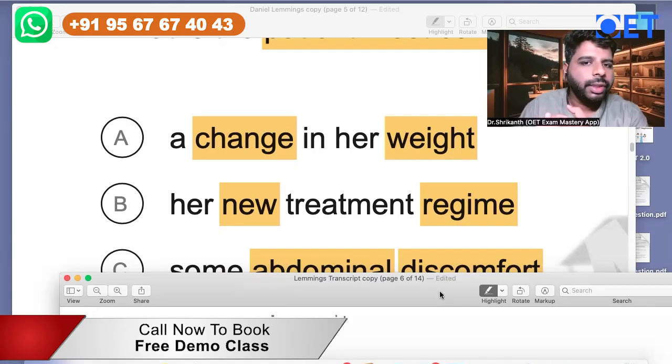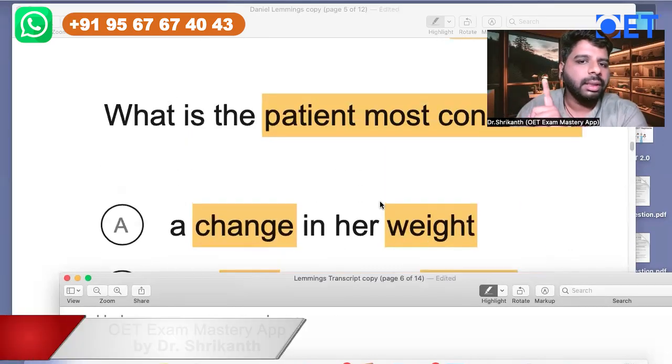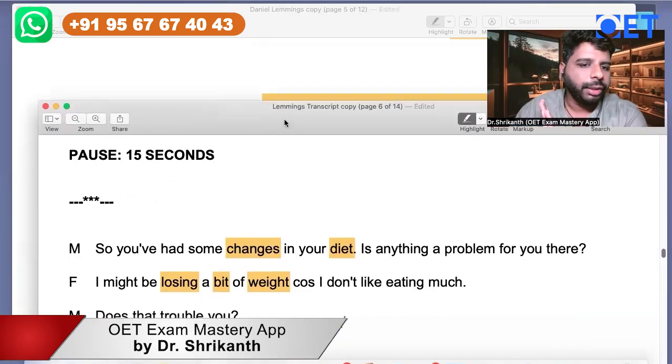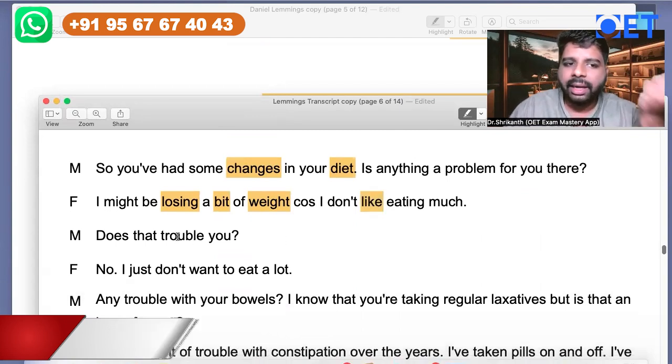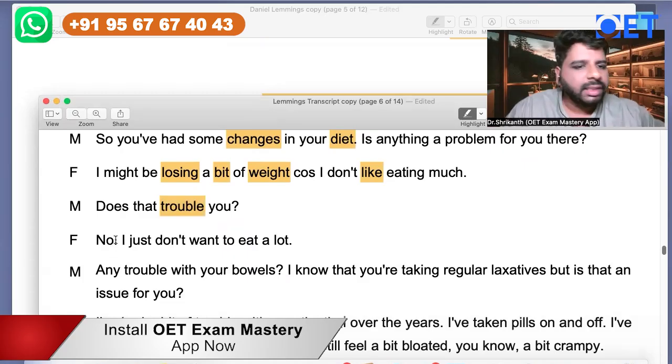Now what is your duty? Your duty is to find whether this is her main concern. So here they have told you, I might be losing a bit of weight because I don't like eating much. And here the nurse is asking, does this trouble you? And she is saying no. She is saying, I don't mind losing weight. It is not something that is bothering me.